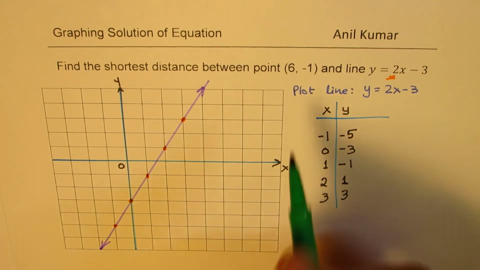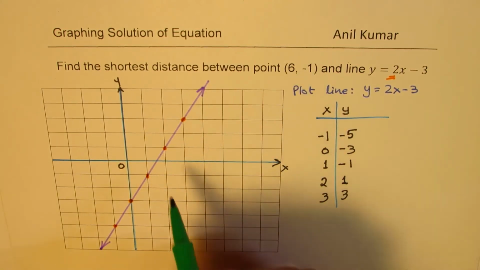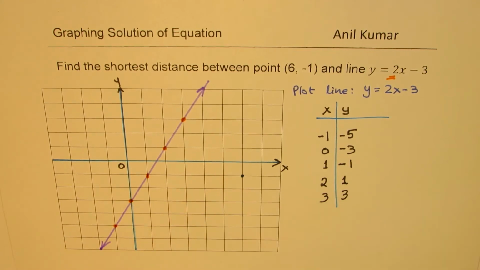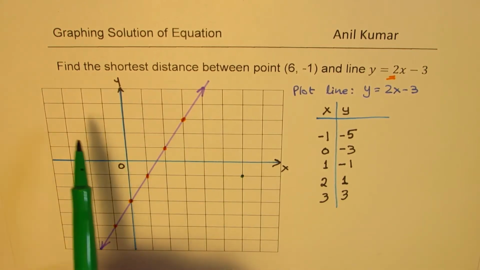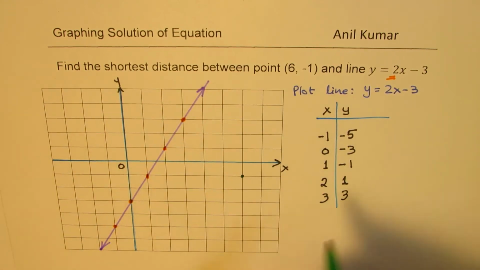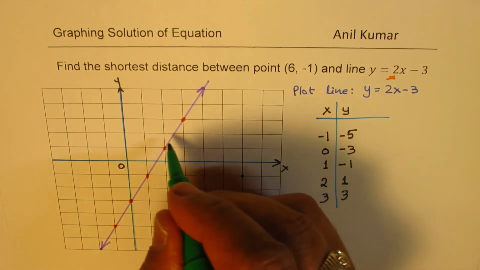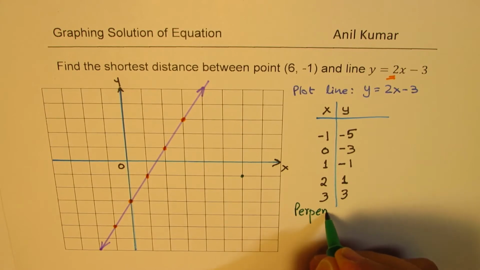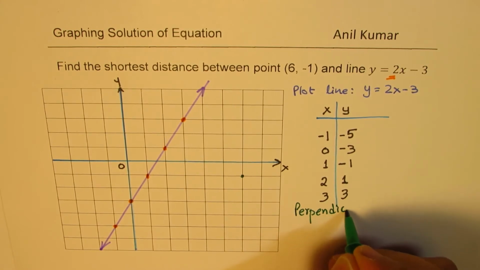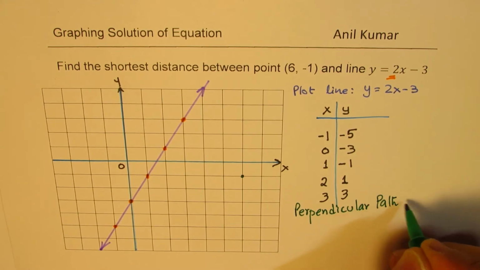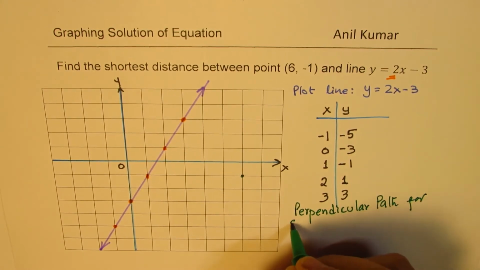Now we are given a point which is (6, -1). So 1, 2, 3, 4, 5, 6 and minus 1. So that's the point given to us. We now want to find the shortest distance between these two. How are we going to do it? Well, the shortest distance will be along a perpendicular path, right? So we need to look for the perpendicular path for the shortest distance. Clear?